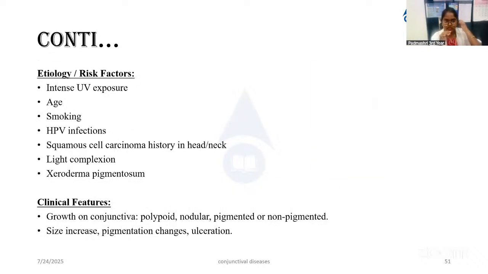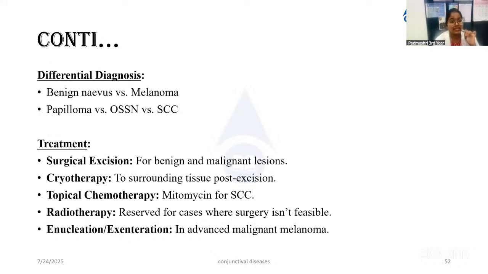What are the causes? Intense UV exposure, aging, smoking, HPV infections, squamous cell carcinoma history in head or neck, light complexion, xeroderma pigmentosum. What are the clinical features? Growth on conjunctiva, polypoid, nodular, pigmented or non-pigmented. Size increase, pigmentation changes, and ulceration. Differential diagnosis: benign nevus versus melanoma. Papilloma versus OSSN or SCC.